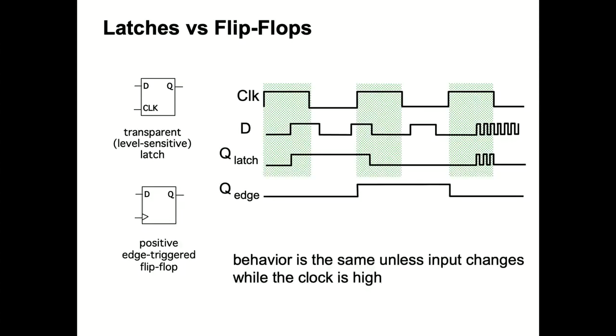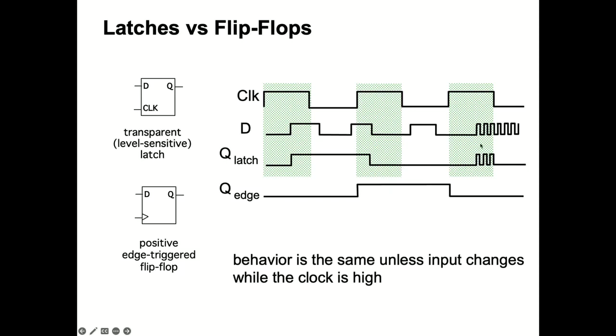So when the clock is high, the latch will follow the D input. There will be a little delay. But once the clock goes low, the latch will stay. It will no longer follow D. Okay, so again, here it's following D, and now it's just staying put, and now it's following D.